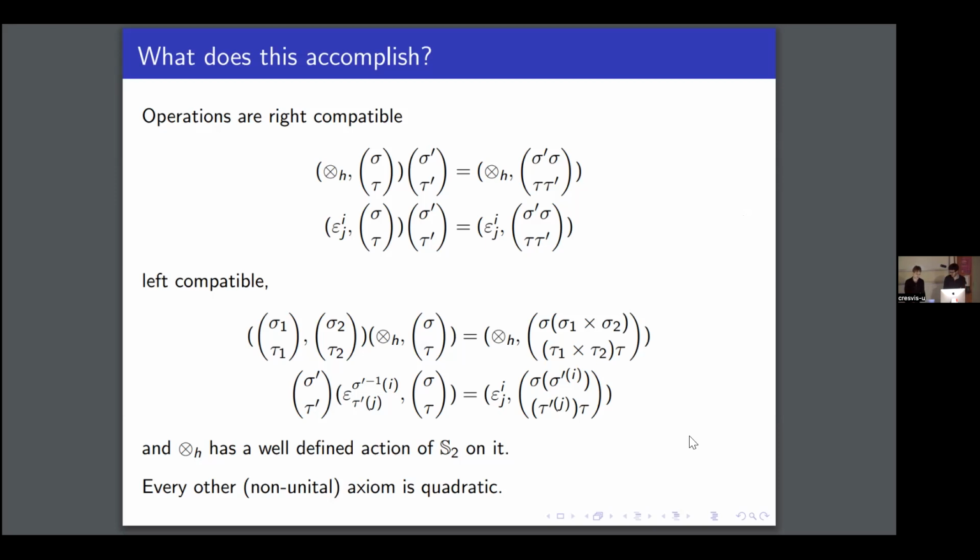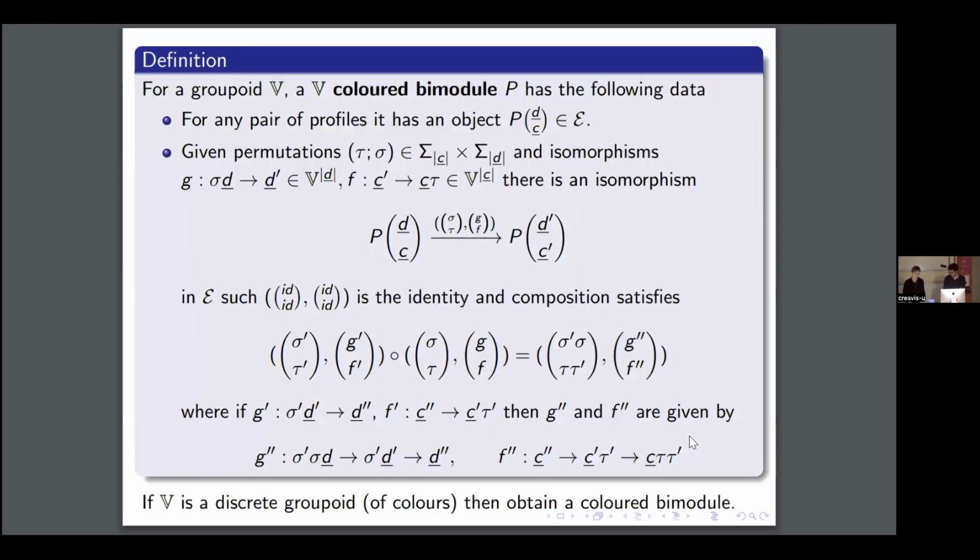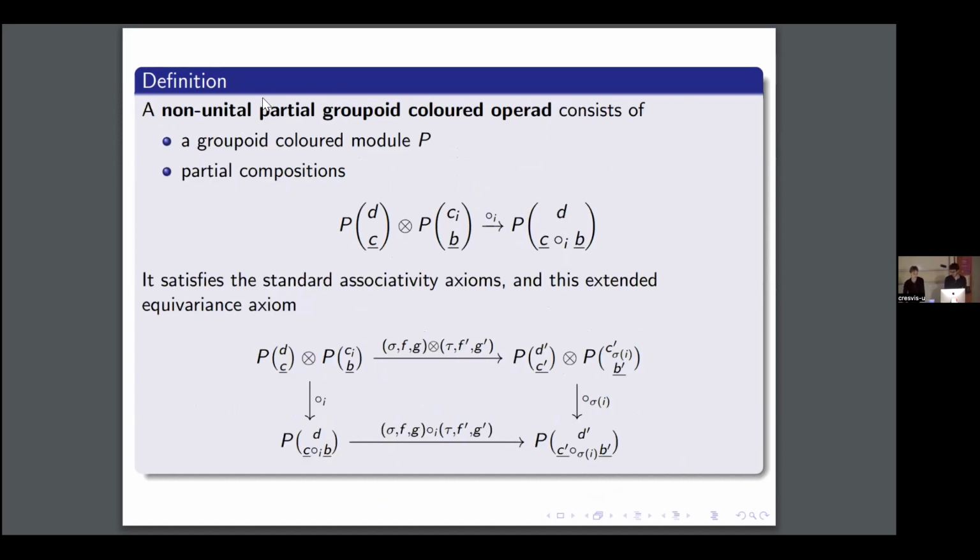But I need to define what a groupoid colored operad is. So this is an awful slide, but the idea is as follows. A groupoid colored module, again, has operations with inputs and outputs. We can still permute the inputs and permute the outputs, but we can now extend the input y's and the output y's via isomorphisms of the groupoid. So we have some underlying groupoid B, and we're just extending those y's. Example shortly.